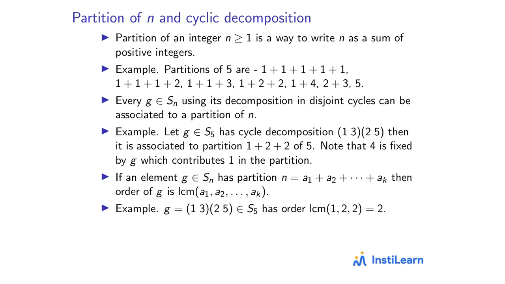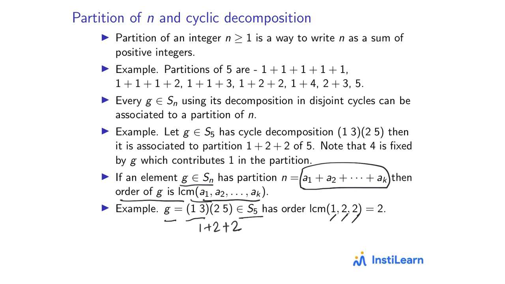Okay, so now given any element G in Sn, we can associate it with a partition of type A1 plus A2 plus dot dot dot AK. Then the order of the element G is nothing but the LCM of all the parts in this partition. For example, we took the element G, which is given in disjoint cycles as (1 3)(2 5). It is associated with the partition 1 plus 2 plus 2. Then the order of G will be the LCM of the parts 1, 2, 2, which is 2.